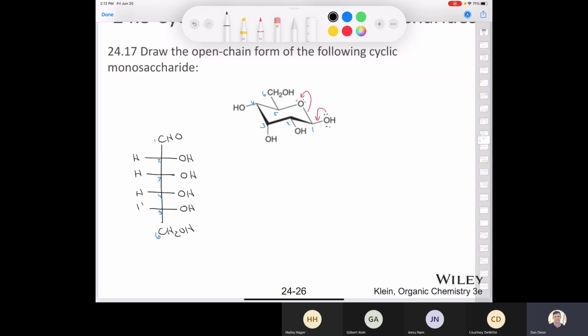So that's the straight chain form like that, and this is D-allose.